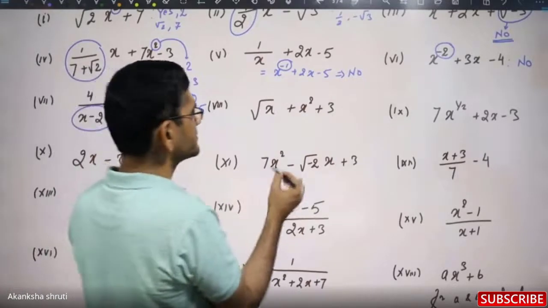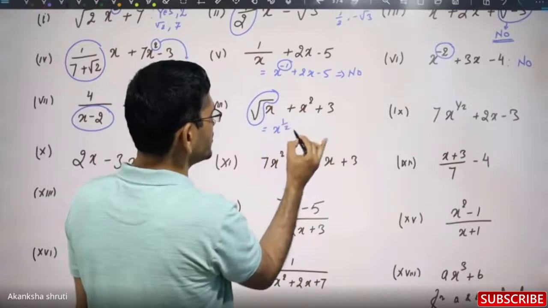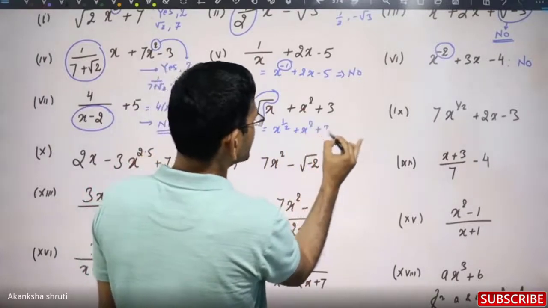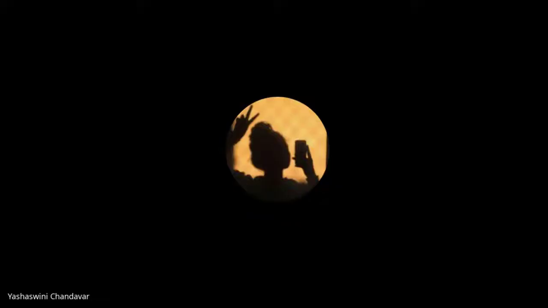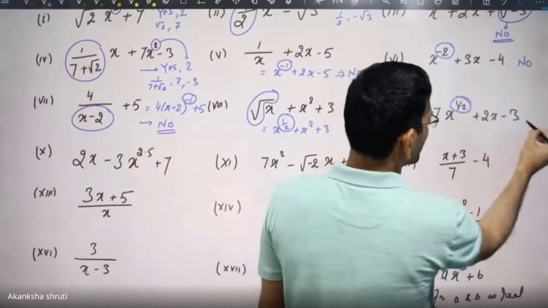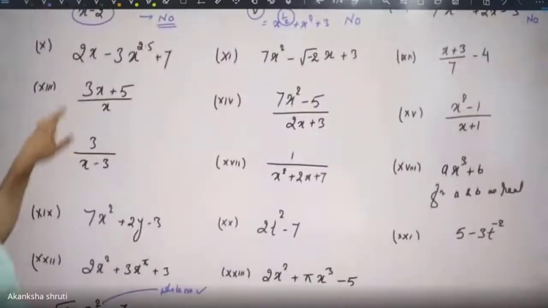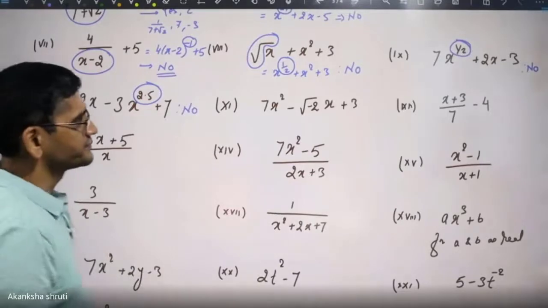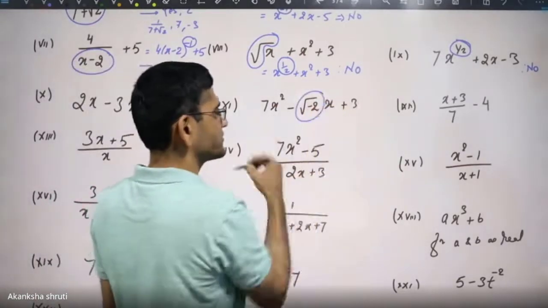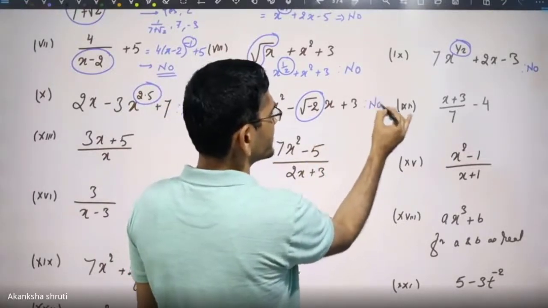Student, for this one, this root indicates x to the power 1/2 plus x square plus 3. Because of this the answer is no. For this one, it is already in this form, so it is no. Come to this one, because of this it is no. Come to this one, because of this non-real coefficient, the answer is no.